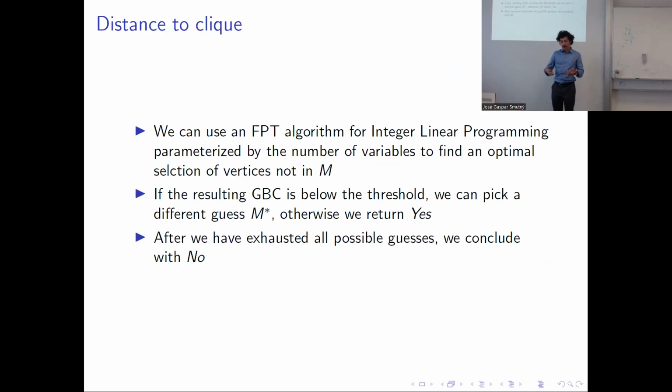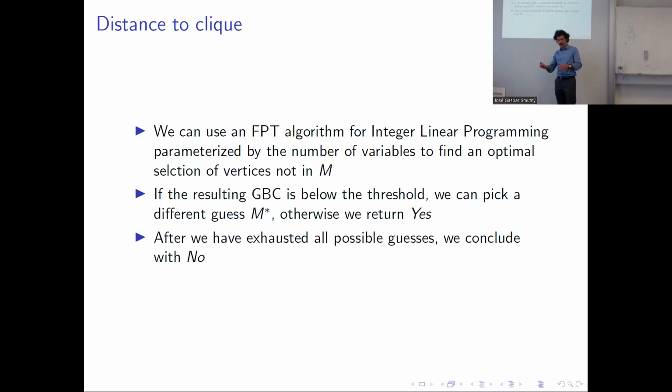And if the resulting group betweenness centrality is less than the threshold, then we don't say no instance. We simply try a different guess. And if it exceeds the threshold, then of course we conclude that it's a yes instance. And otherwise, if we exhaust all possible guesses, then we conclude we have a no instance because we didn't find any solution. Now, the main outcome is that we have an FPT algorithm that is dependent only on the distance to clique. So we got rid of the group size dependency, which is of course nice.